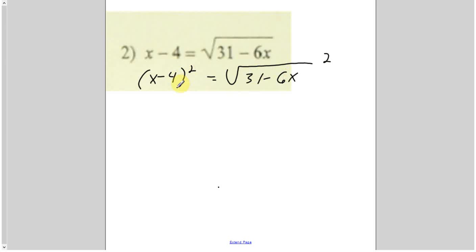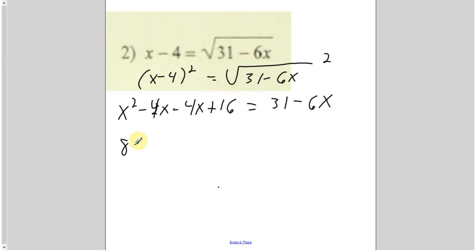In the process of squaring this, you're going to FOIL it. So you're going to get x squared minus 4x minus 4x plus 16. And over here you're going to get 31 minus 6x, like so. Okay, giving me x squared minus 8x. So I'm going to redo that here a little bit.